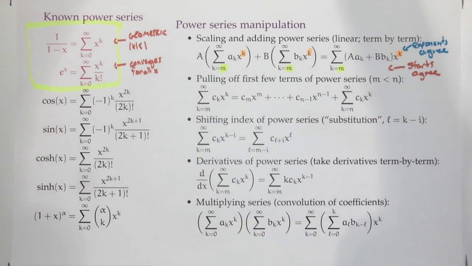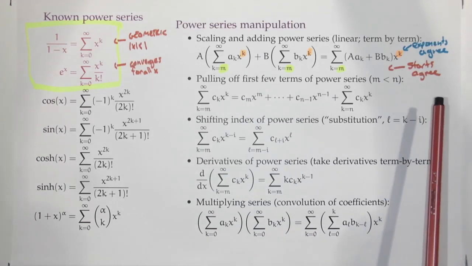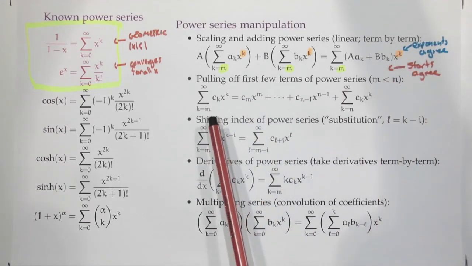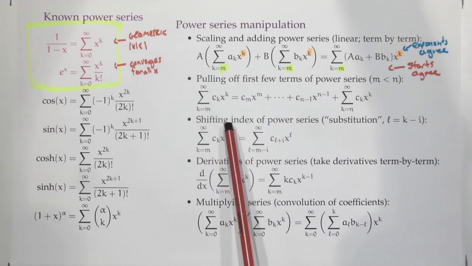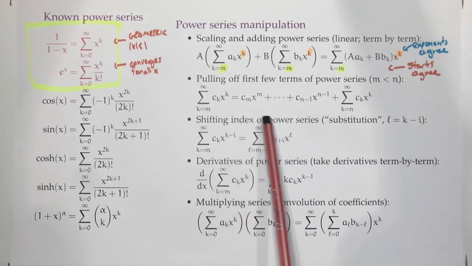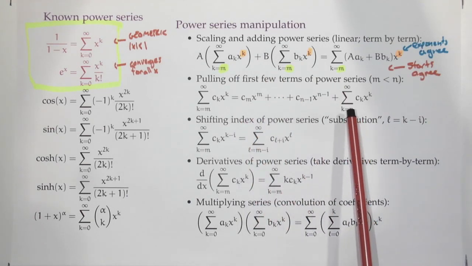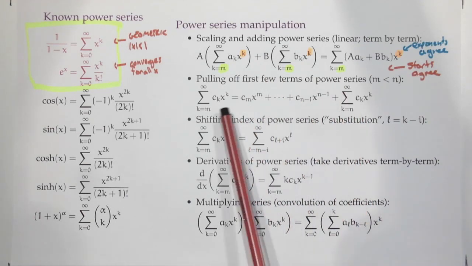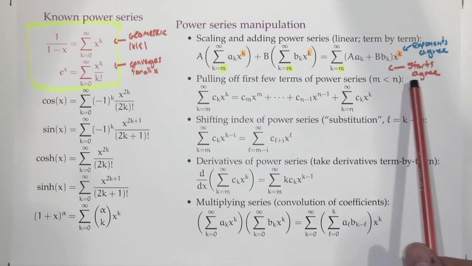Okay, so what are some things we can do? Well, if we want our starts to agree, one thing we can do is pull off some terms at the beginning. So maybe one series starts at 2 and the other series starts at 5, so that's no problem. We'll take the series that starts at 2 and just pull off the first 3 terms, which is what we're saying here, pull off the first couple of terms, and then we start the rest of it. So you can pull things off. So that helps fix the starts agreeing.